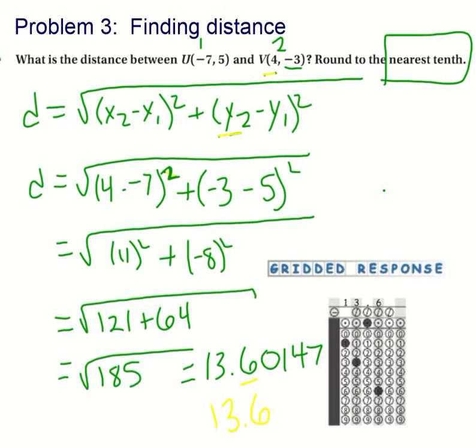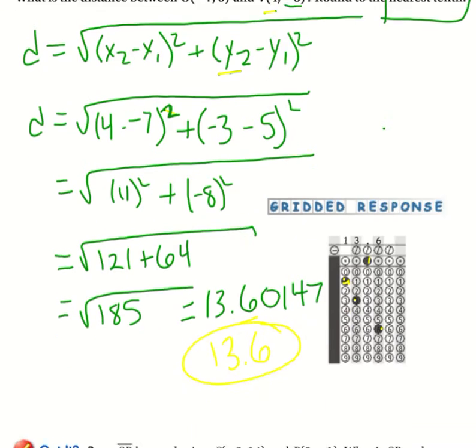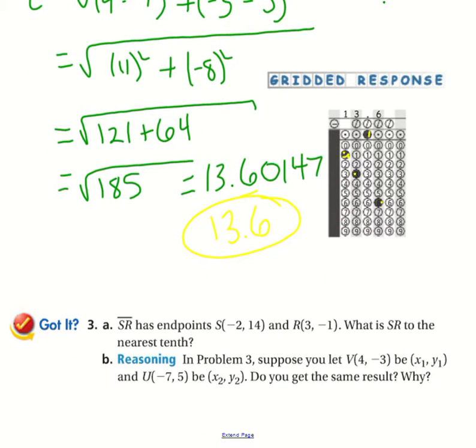If you had to put your answer in a grid, like on a standardized test, you'd put it in like this: you'd start with the 1, then the 3, decimal, 6. So here is our final answer on that one. So what I'd like to do now, pause the video. You're going to do the same. You're going to do problems 3A and B.